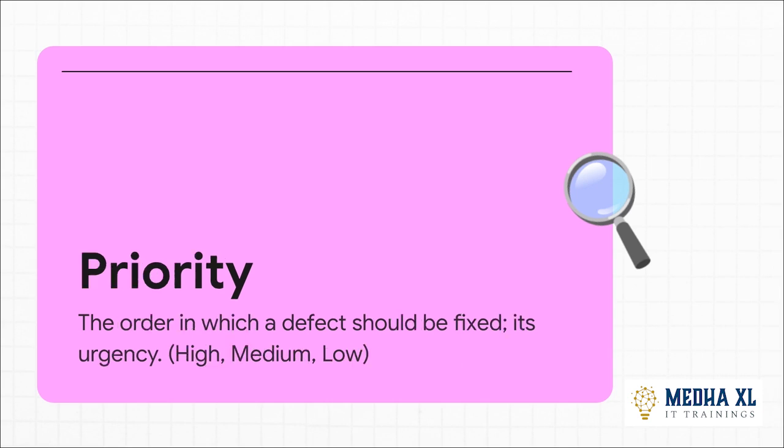And then we have priority. This has nothing to do with technology. This is all about business. The question here is, how urgently do we need to fix this for the business to succeed? A high-priority bug might be stopping every single customer from buying something. That's a business emergency. A low-priority bug might be in a feature that almost no one ever uses. It's all about the business impact.